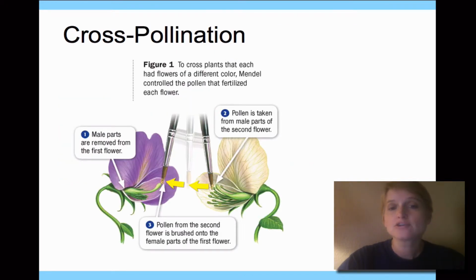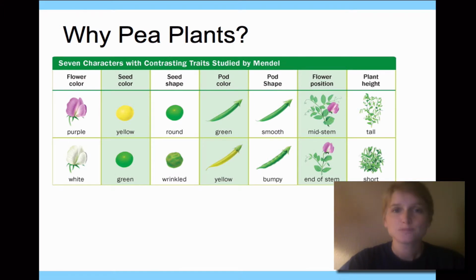So what he did was he cross-pollinated these pea plants. He would remove the male parts from the flower, and he would take the pollen from the male parts and put it onto the female parts of a different flower. And that way he would control the fertilization of the plants. He didn't let them just fertilize naturally. He was very good about controlling that fertilization so that he would know exactly what kind of plants were fertilizing the other plants.